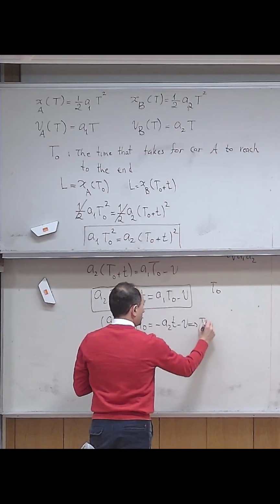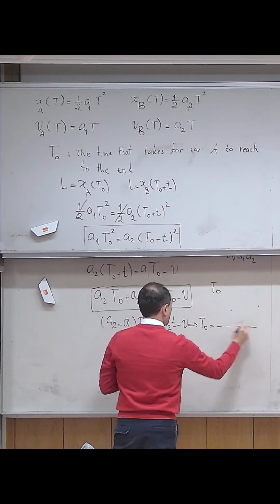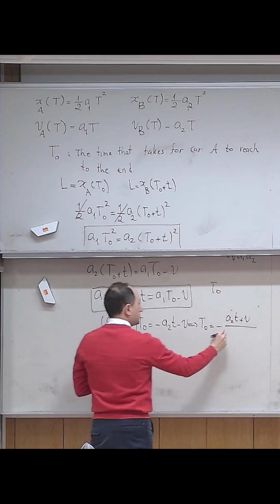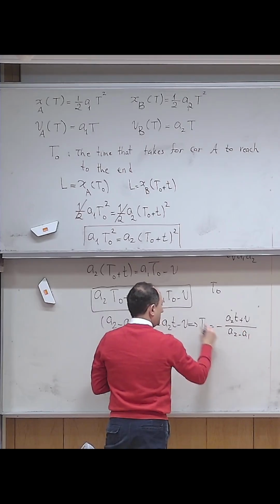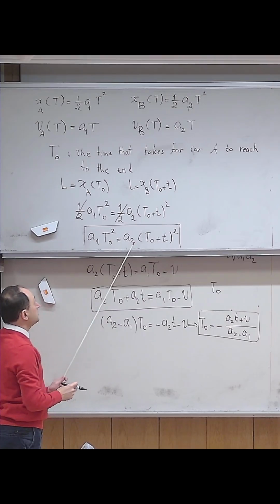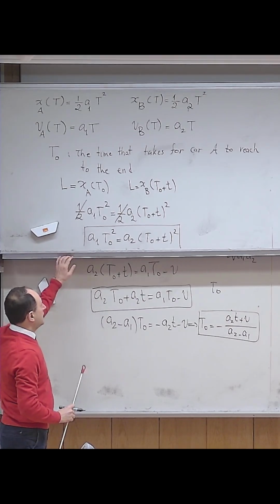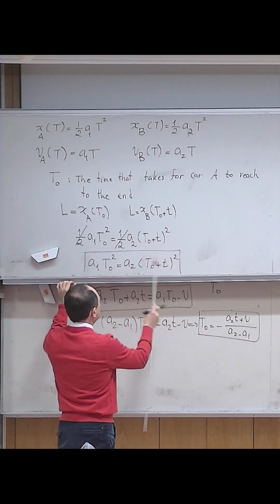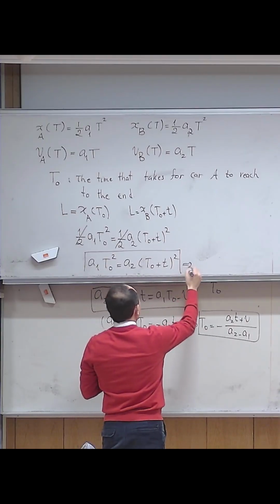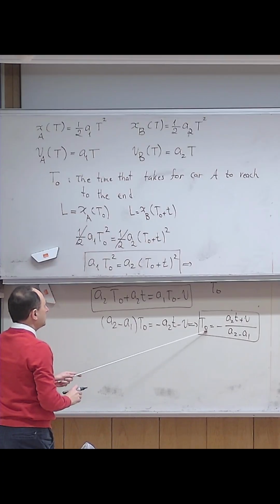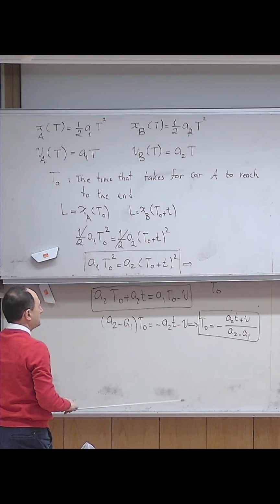So T naught is equal, let me factor a minus sign out, A2T plus V divided by A2 minus A1. This is T naught. Okay, let me try to simplify this expression as much as I can. For example, let me move this to the other side. Is it useful? No, I don't think it's that useful. So let us just plug this there to see what happens, because there is nothing we can do much here.